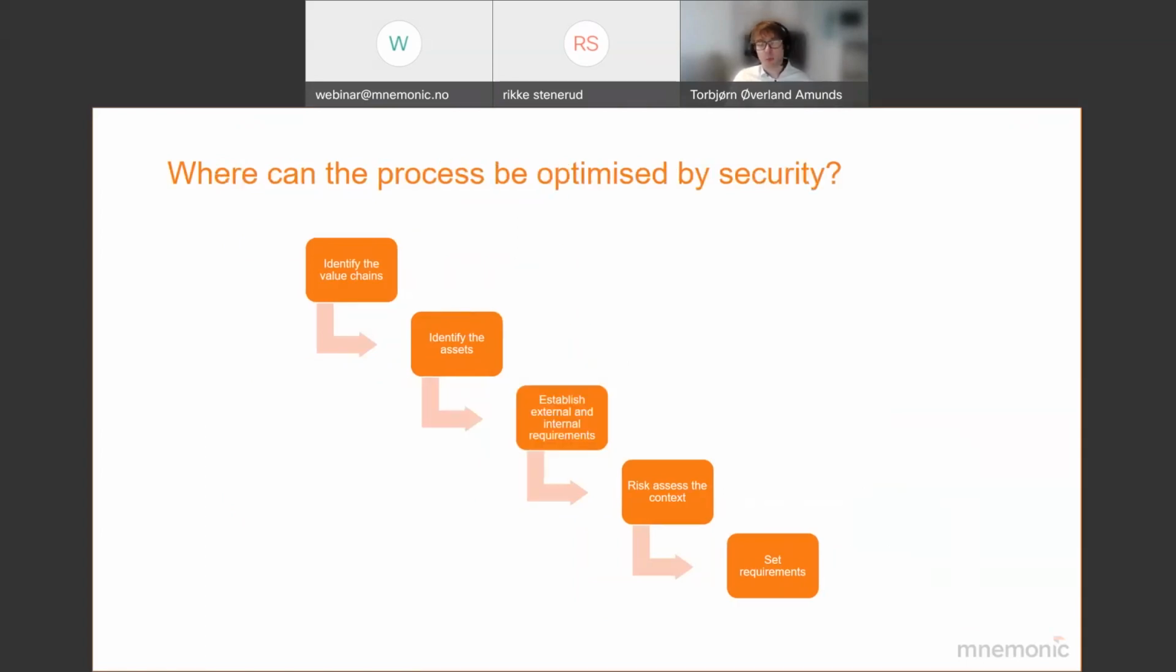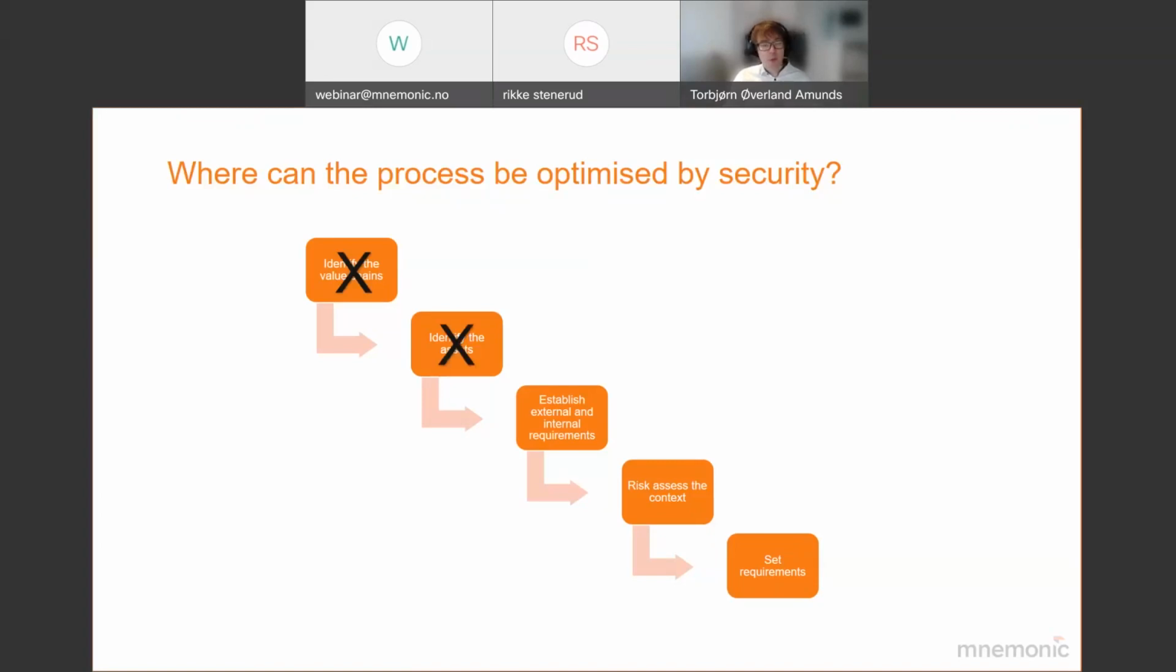Or you could say, where can this process be optimized by security? It could, of course, be optimized from many perspectives, but we're just now talking about security. So when we talk about the value chain and also assets, security consultants can obviously go in and document them. But this is something that the business, the system owner, and the people working on the relevant system, product or process should have in place beforehand. So it's really not something we can help much with.